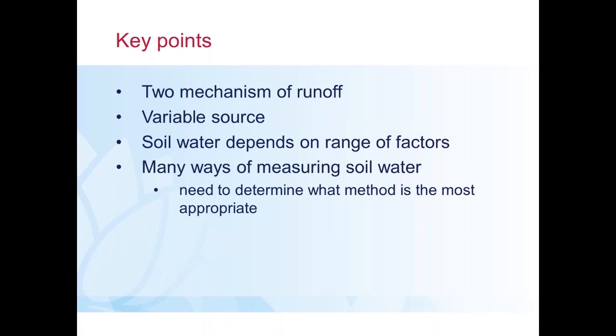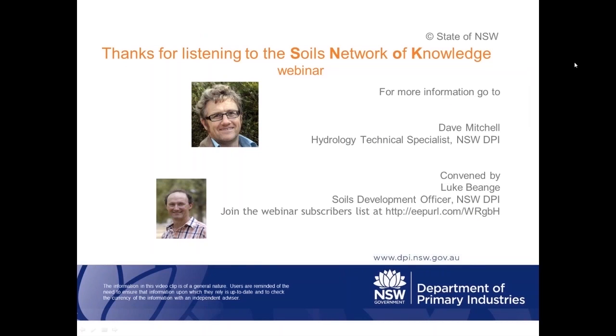And then we just want to refresh the concept of plant available soil water, the plant available water concept. So you've got your upper limit and your lower limit, and those are influenced by a whole range of different factors, as we've discussed, from soil texture through to chemical and physical soil properties. And there are many ways of measuring soil water, and you really just have to figure out what's most appropriate for the individual situation. And that's it. So thanks for listening, and I'm happy to take questions.